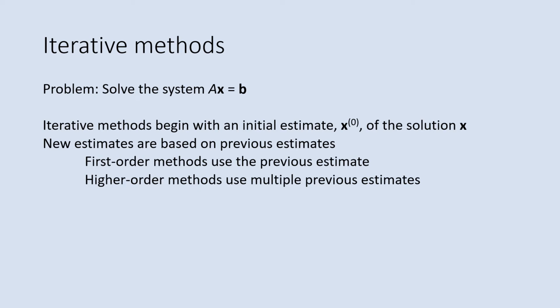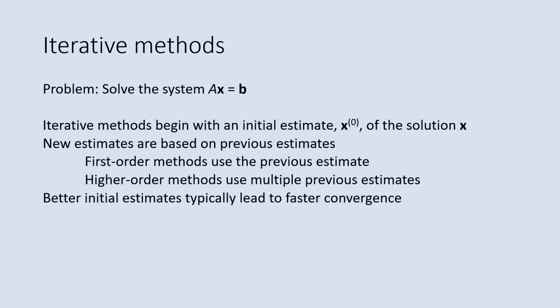So iterative methods can be simple, using a previous estimate to get a next estimate. They can be more complicated, using several previous estimates to build a following estimate. Usually, better initial estimates will lead to faster convergence. If the sequence converges at all, then starting closer to the right answer often gets you to the right answer more quickly.